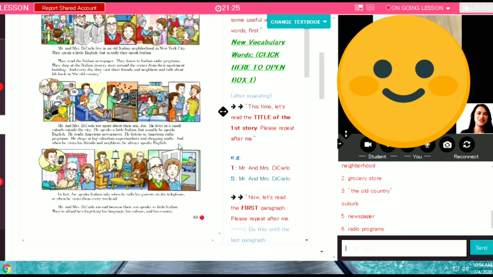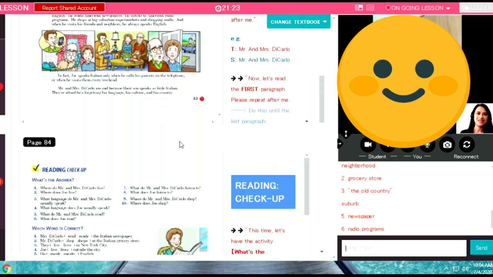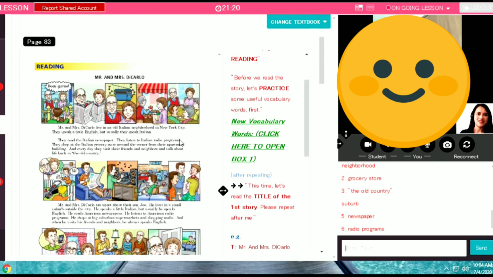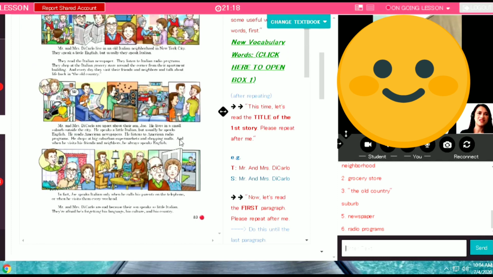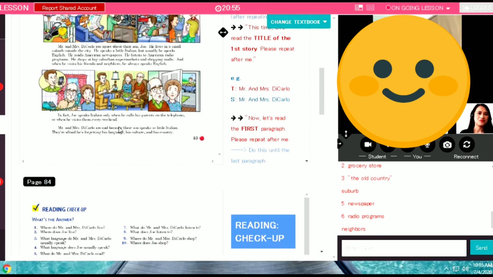They read the Italian newspaper. They listen to Italian radio programs. They shop at the Italian grocery store around the corner from their apartment building. And every day they visit their friends and neighbors and talk about life back in the old country.